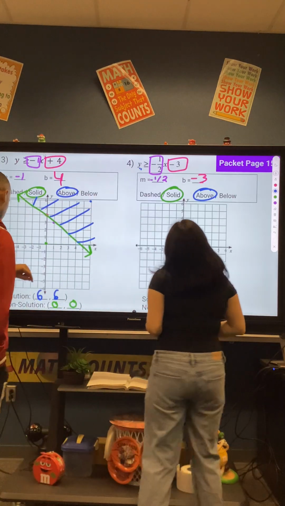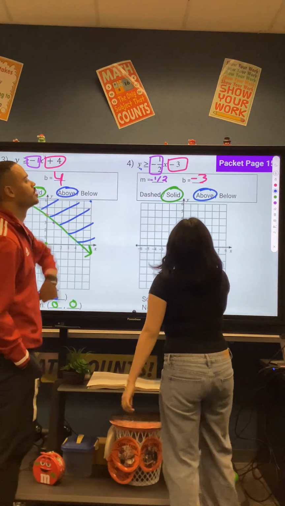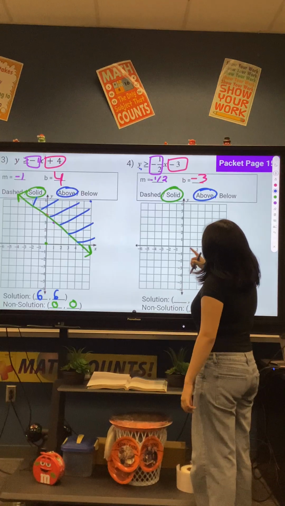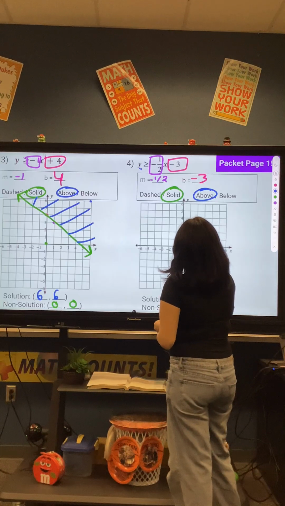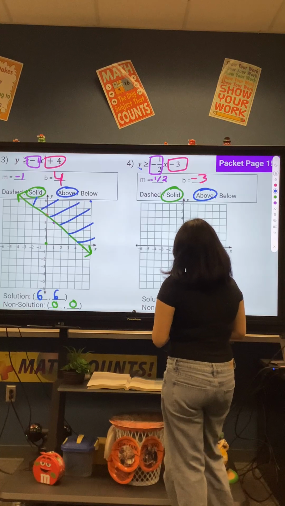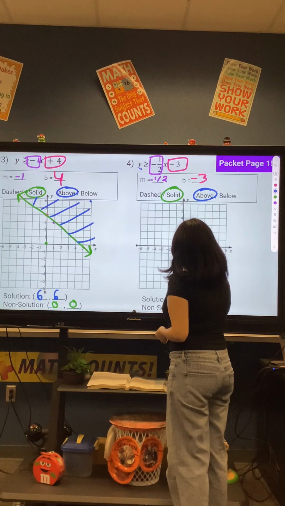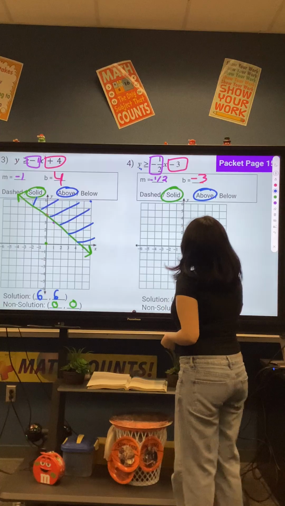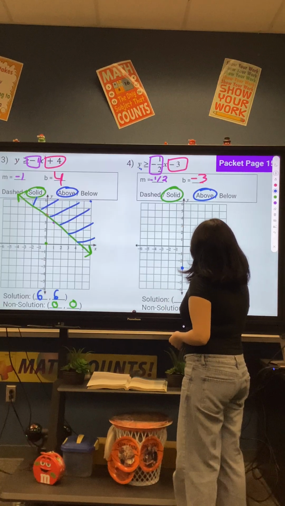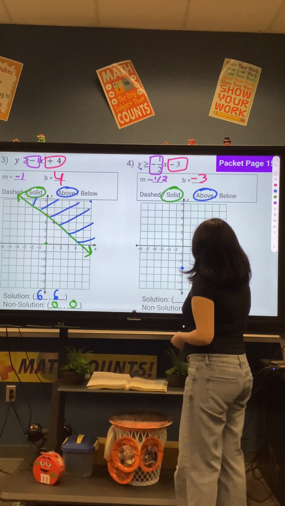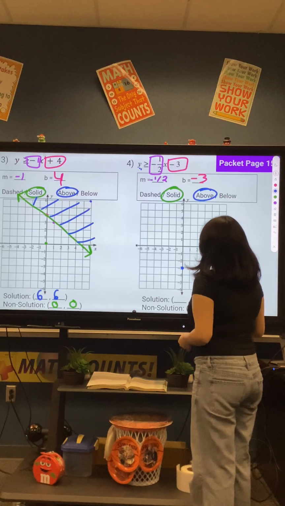Okay, well, that's why I'm here. We can walk through it. So you see that -3? Where's -3 on your y-axis? So put a point there. Cool, and from there, my slope is -1/2, right? So from there, I'm going to go down 1, and then to my right 2. Right here. One more, right there. So now I have a solid line, right? So draw a solid line through those points.